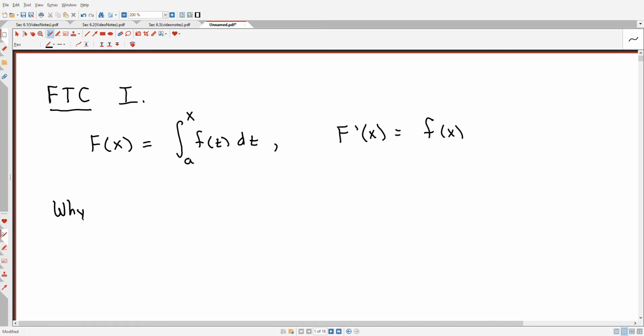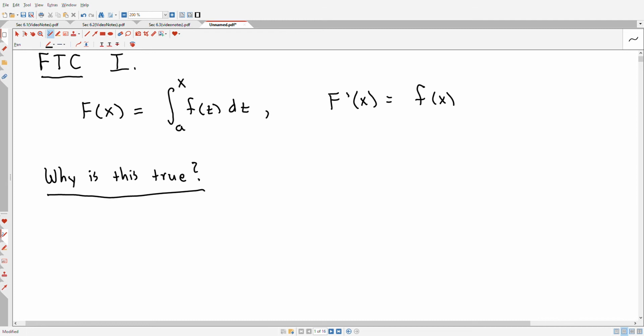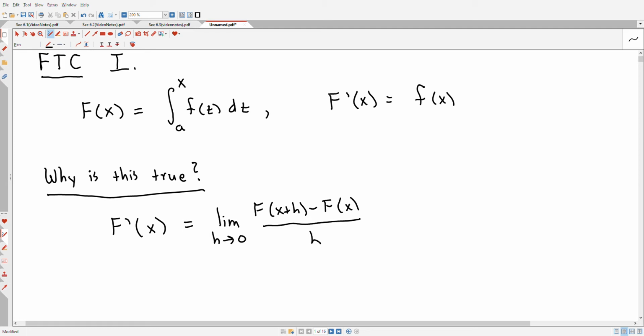So why is this true? Why is the derivative of area accumulation the original function? Well, first let me give you the sort of, if you will, detailed explanation. It's not that detailed. Let's just go back to what the derivative means. It's a limit, as h goes to 0, of a change in output values divided by a change in input values. So that's where I'm going to start.